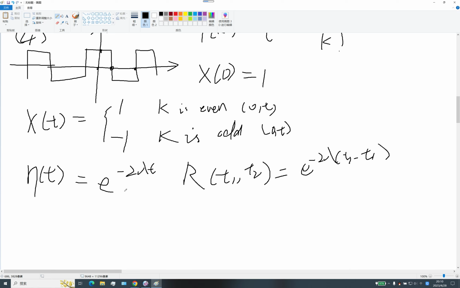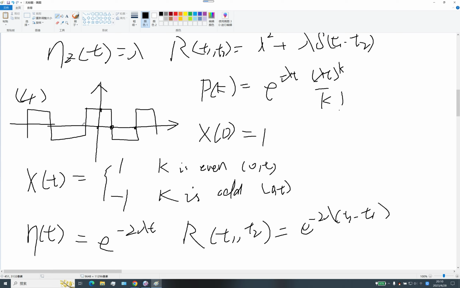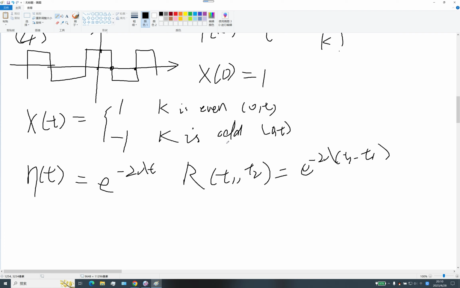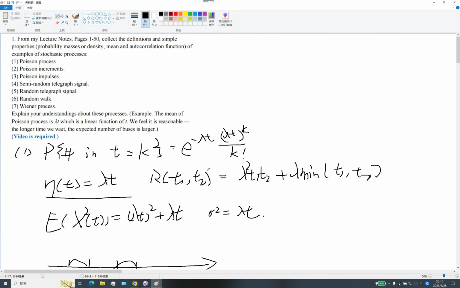Because it is a semi-random telegraph signal, the x0 must equal 1. And if the distance between T1 and T2 is very large, the autocorrelation goes to very small, so there is very little correlation. So this is the semi-random telegraph signal.